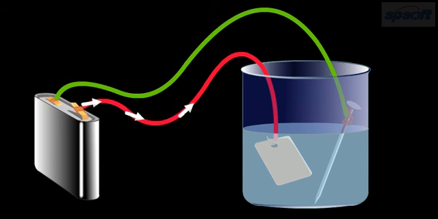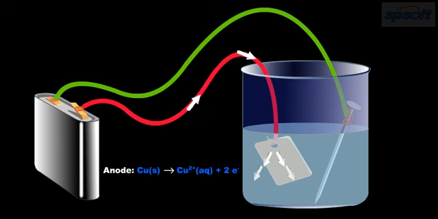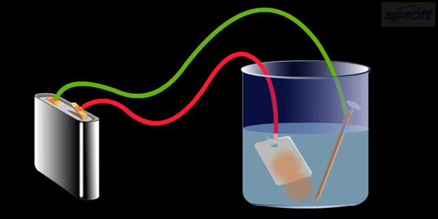On passing electric current, the copper strip anode loses copper ions, Cu2+. Cu(s) gives Cu2+(aq) plus 2e-. These ions from the strip pass through the electrolytic solution and reach the cathode. They combine with the electrons at the cathode and get discharged as copper metal.